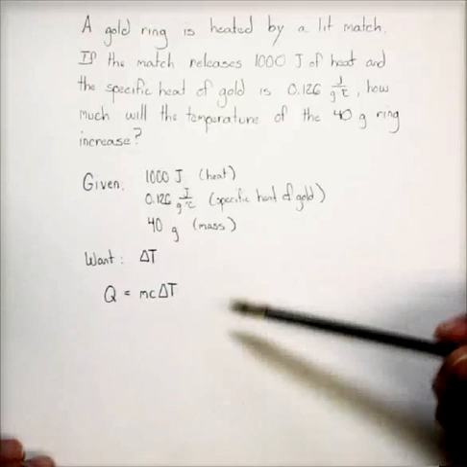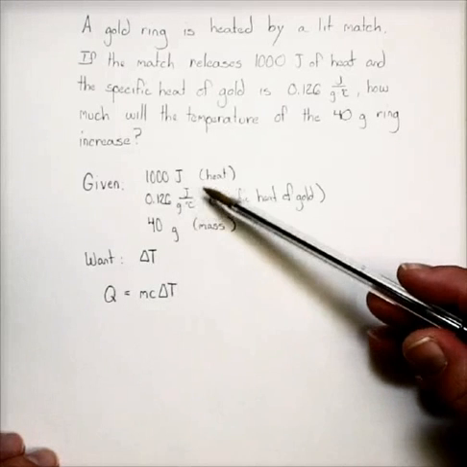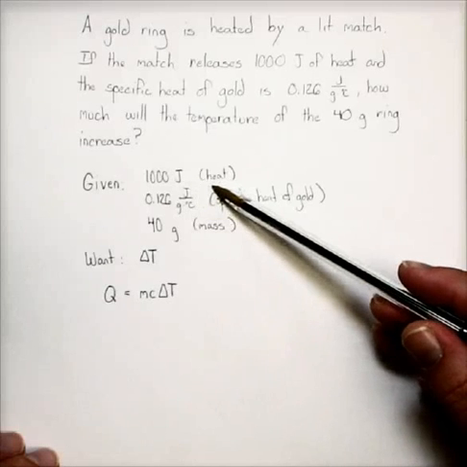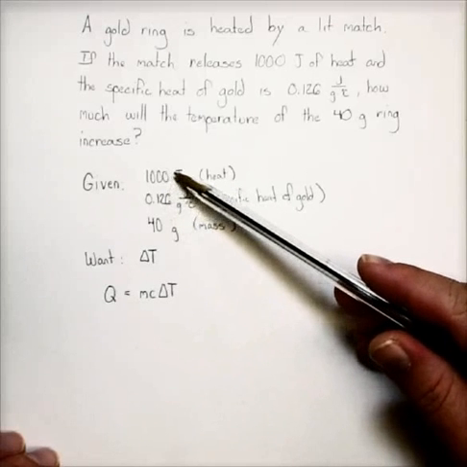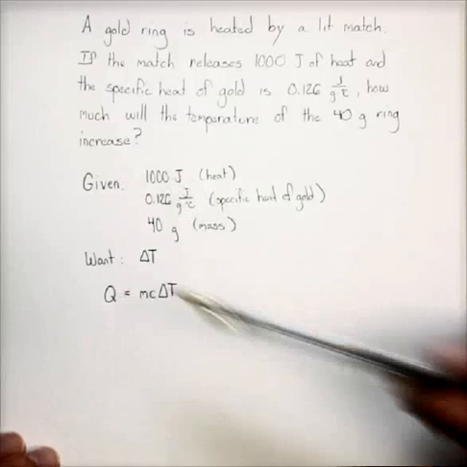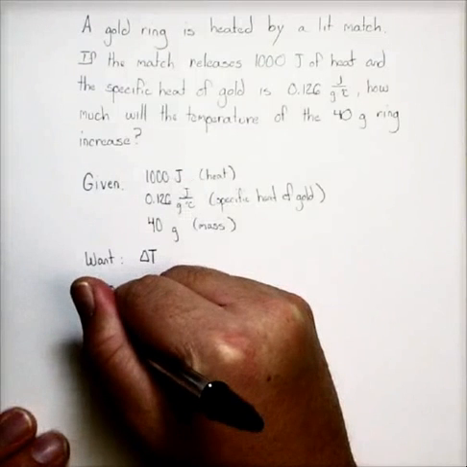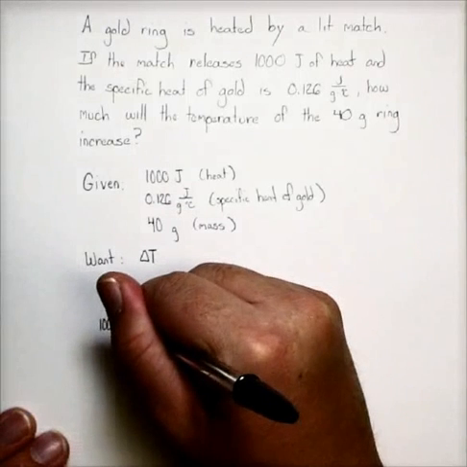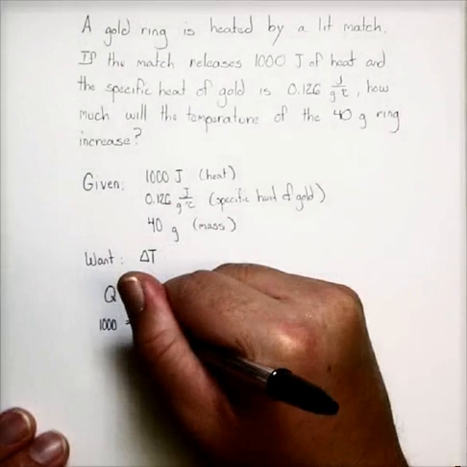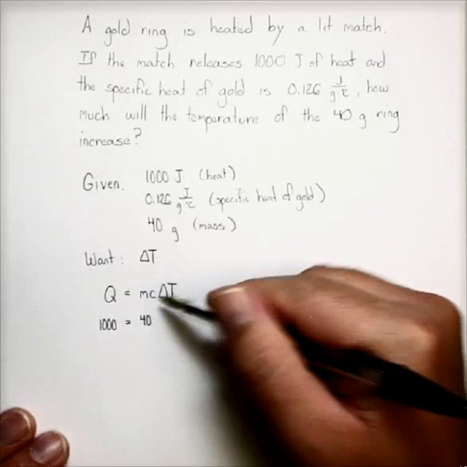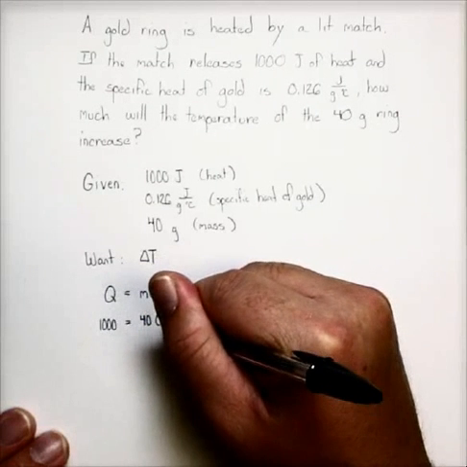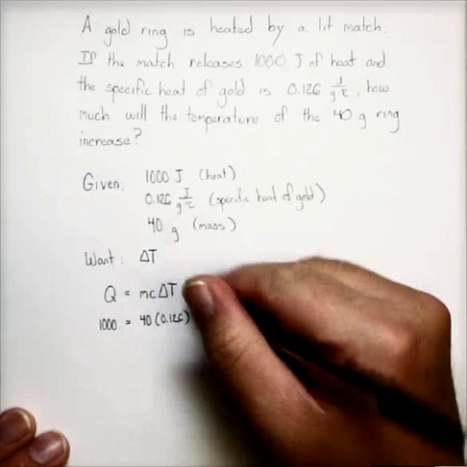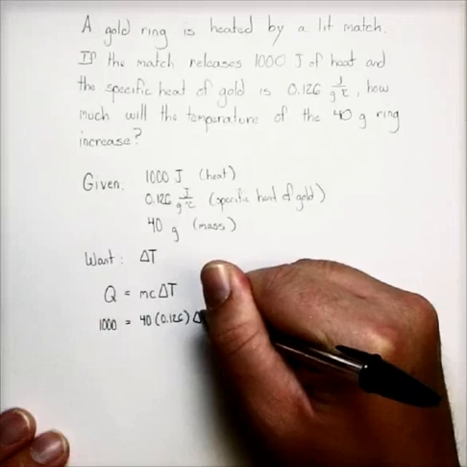And now, just as before, we're going to substitute what we know from our givens into our equation. So first, 1,000 joules, that's a heat kind of quantity. And so we need to put that in for heat, which is Q. So instead of Q, let's write 1,000. And remember, we don't need units. Our mass is 40. Our specific heat is 0.126. And we don't know our change in temperature. That's what we're trying to find.